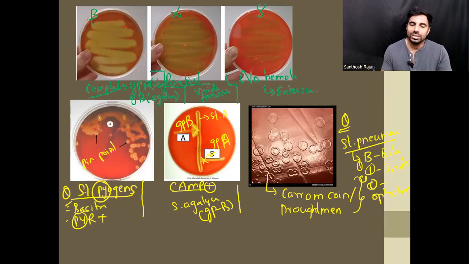And for CAMP, this is for agalactiae. And here, hippurate hydrolysis, I already told you. Bacitracin, PYR. These are the few. I'm just revising it. But please remember, when you see carom coin or Draughtsman colony, that's because of the enzyme called what? Amidase, or autolysin. This is the enzyme produced by strep pneumoniae that causes this appearance. Finished. Very, very simple.